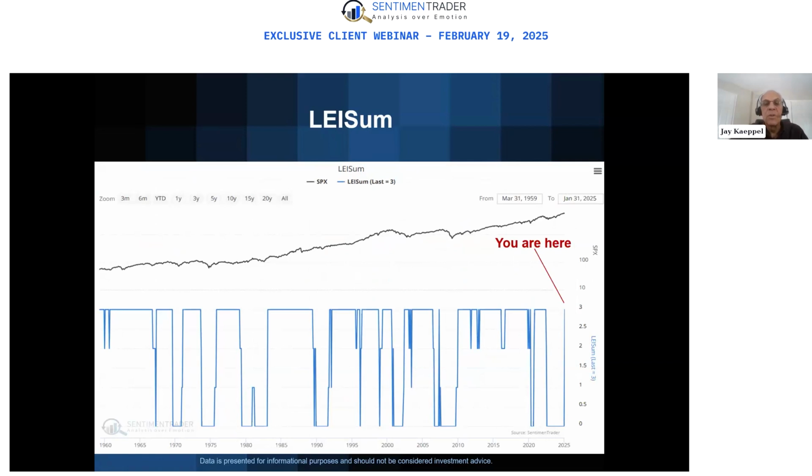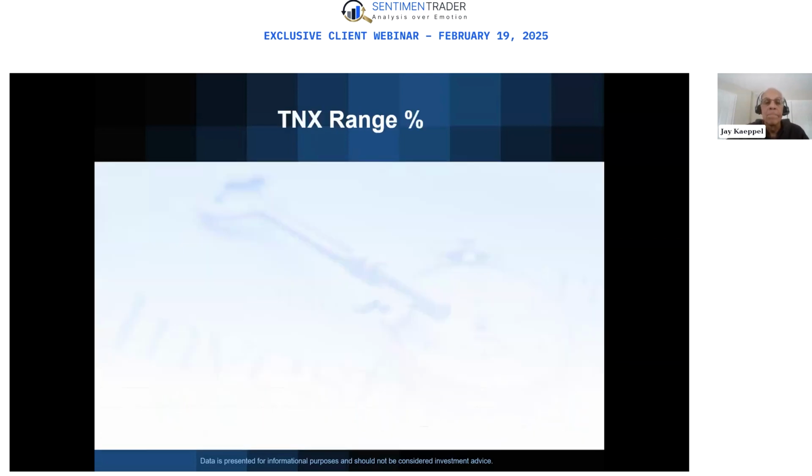We just got back to a +3. So that's bullish for stocks overall. It's especially bullish, historically speaking, for the real estate sector. So don't be surprised if that market starts to move sometime in the next 12 months. So keep an eye on that.